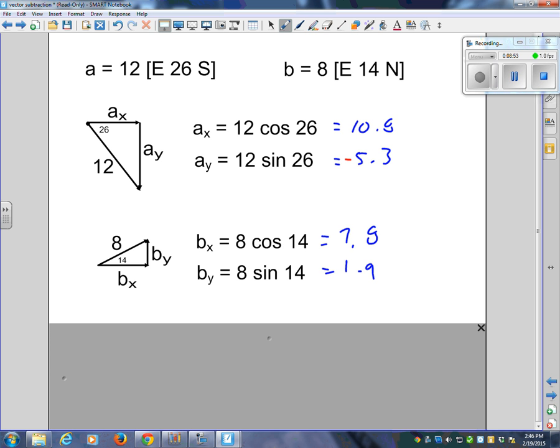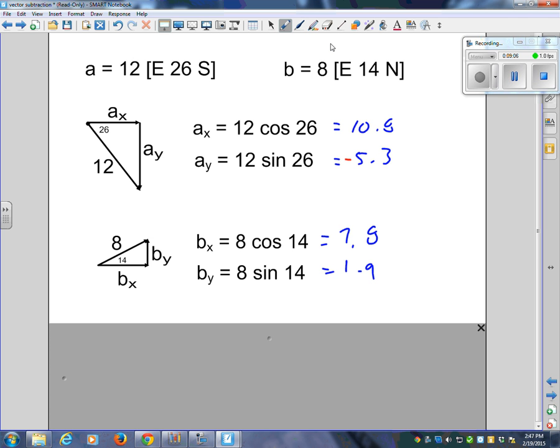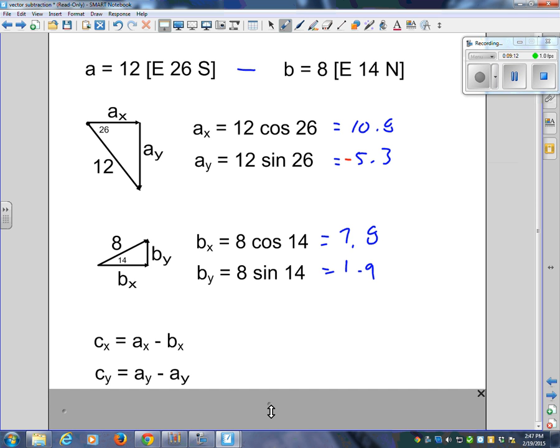Okay. Now, we were originally asked to subtract: C is equal to A minus B. Generic, no situation, just here are two vectors, subtract them. So I'm going to take this one, subtract that one. What does that mean? It means that Cx is simply the x component of A minus the x component of B. Just subtract instead of add.